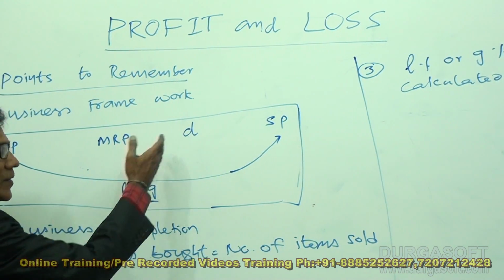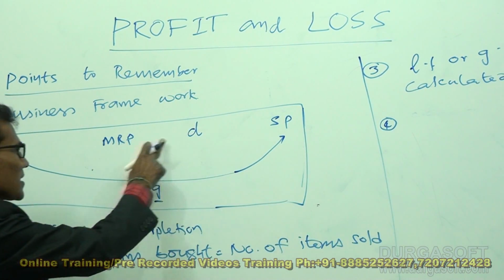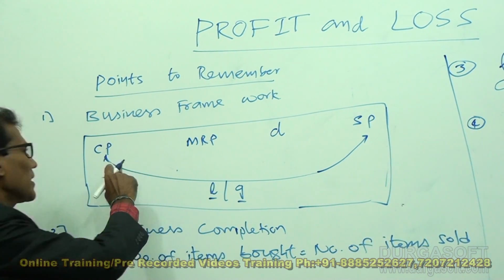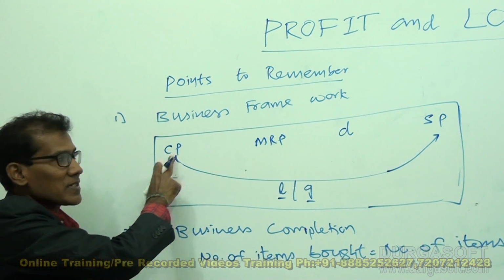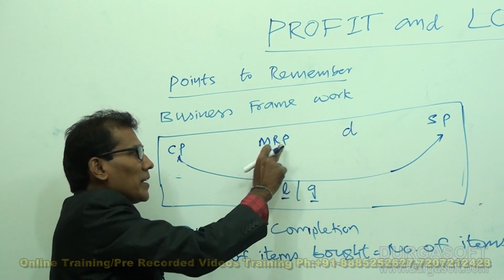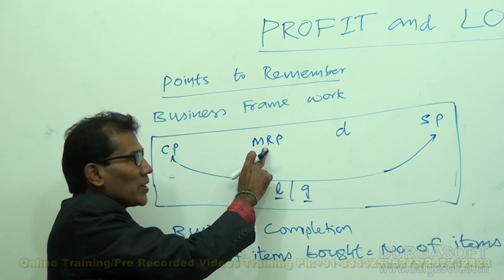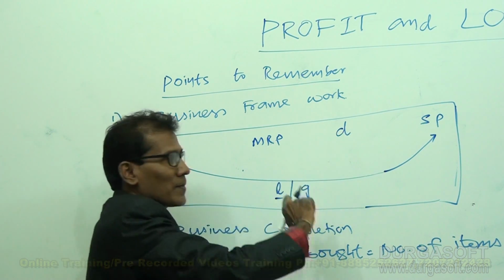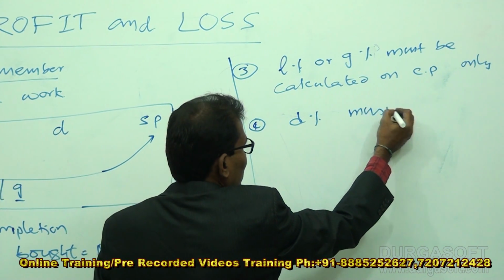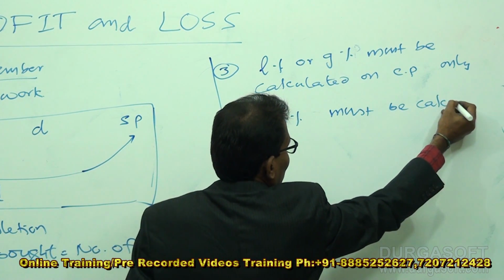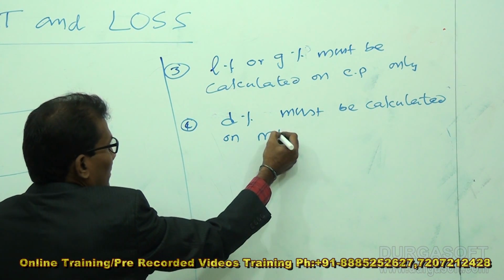And what about the discount? Even discount is also expressed in terms of percentage. How to calculate discount? The discount is always calculated on MRP. So loss or gain is connected to cost price and selling price, then the percentage is calculated based on cost price, never on selling price, and discount is related to MRP. On MRP we offer the discount, that's why the discount percent must be calculated on MRP but not on selling price. So discount percent must be calculated on MRP only.